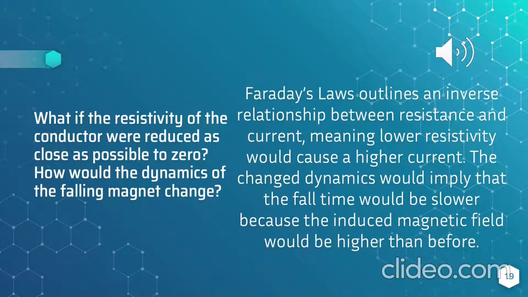Lastly, we have some discussion questions to answer for the video. The first question asks, what if the resistivity of the conductor was reduced as close as possible to zero, and how would this affect the dynamics of the falling magnet? Faraday's law outlined an inverse relationship between resistance and current, meaning lower resistivity would cause a higher current. The change in dynamics would imply that the fall time would be slower because the induced magnetic field would be higher than before.